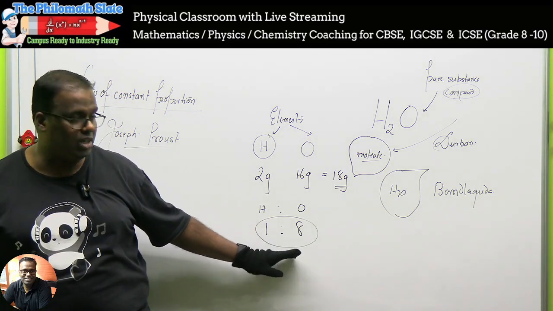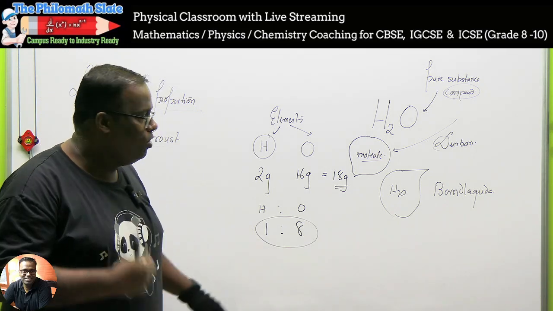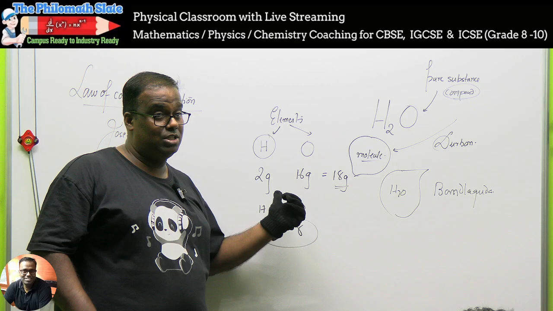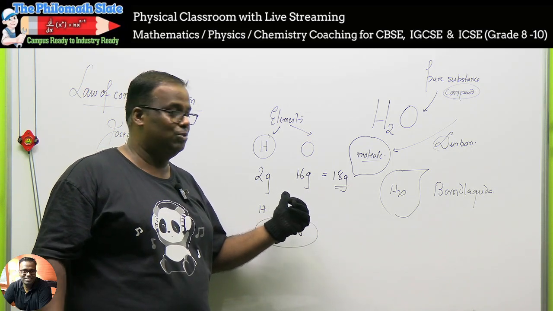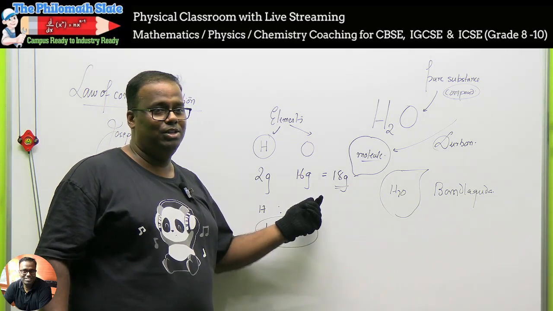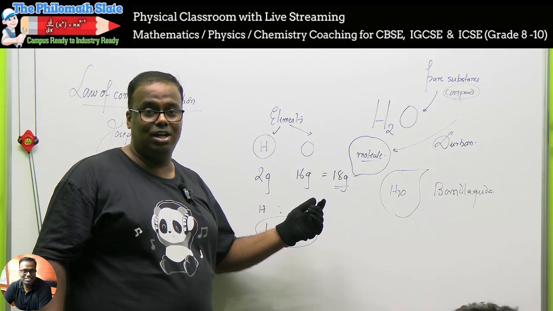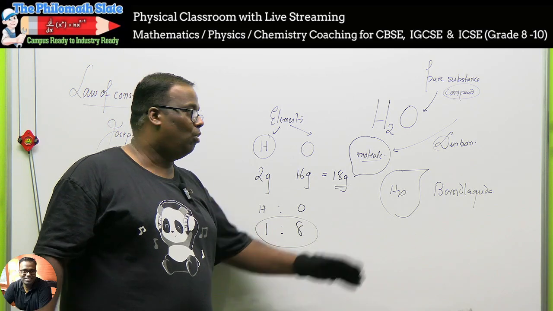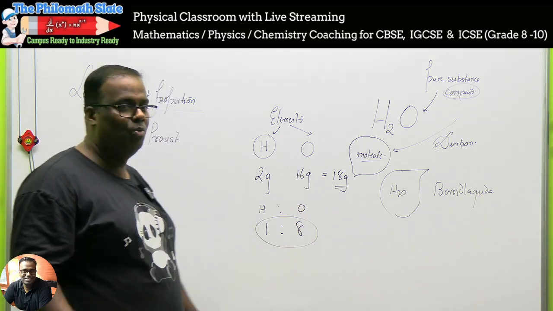Sir, how did you get this 1:8? Because I know one atom of hydrogen weighs 2 grams. Now, this is a very contradictory statement, which I'll come to now. And one atom of oxygen weighs 16 grams. These are very, very contradictory statements. So, water will always be 18 grams. Now, why is this contradictory?